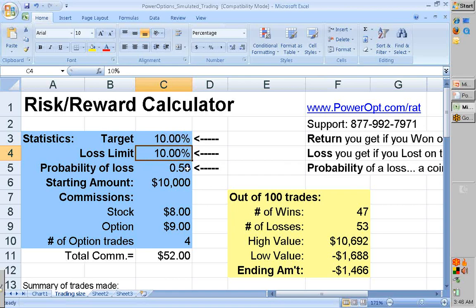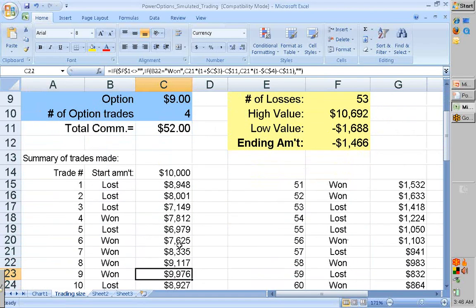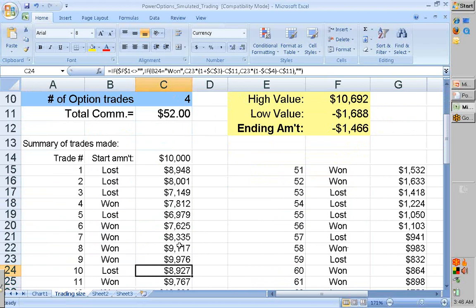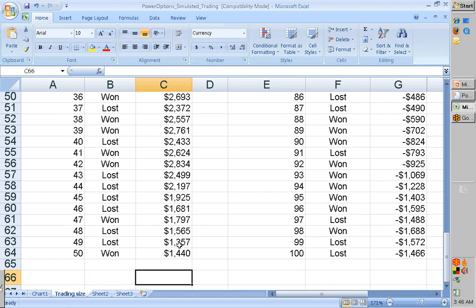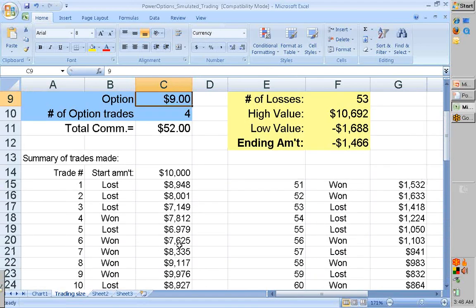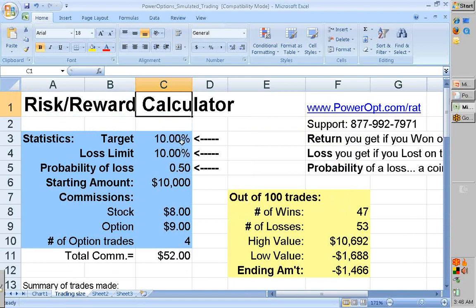Now, let's put the probability of a loss at the same as a coin toss. You can actually adjust this too, okay, to whatever your trading record is like. But let's start with a starting amount, also adjustable, of $10,000. We'll also take into consideration commissions, and once we run this calculator, it's going to give a string of winners and losers, and it's going to do all of the accounting for you, all the way down to the 100th trade.